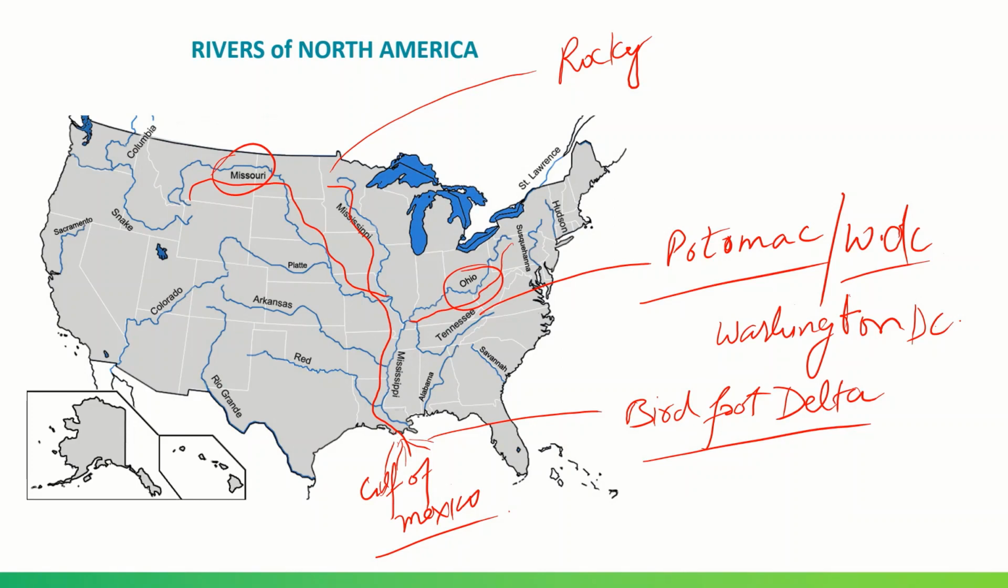Remember that Tennessee River is a subsidiary river of Ohio, not the Mississippi. Always this question confuses everyone, that Tennessee is a subsidiary river of Mississippi. No, that's wrong, because Tennessee River is a subsidiary river of Ohio, not the Mississippi, and Ohio River is a subsidiary river to Mississippi. Here you can see Colorado River.